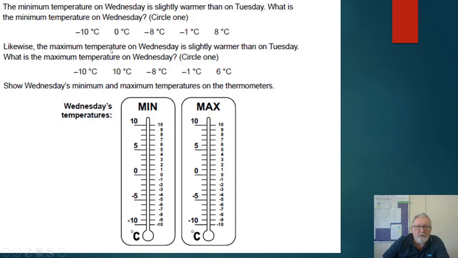And then we're told that the maximum temperature is slightly warmer than on Tuesday. The maximum temperature on Tuesday was 5. Which of these is slightly warmer than 5? Can you pause the video and mark those now?